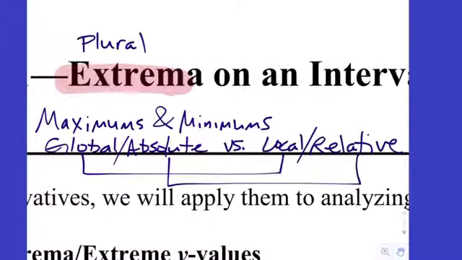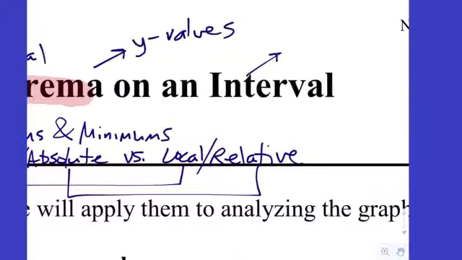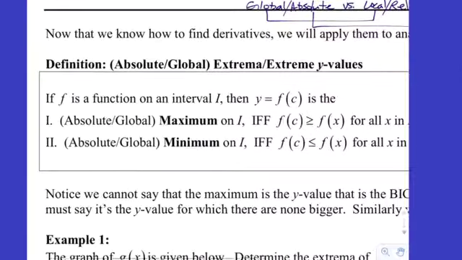And when we talk about extreme values, we're talking about y values. So extreme y values on what type of interval? X intervals, yeah. So we look from left to right on the x-axis, and we look to see where we have extreme maximum or minimum y values. All right, so let's go ahead and define what an absolute or a global minimum or maximum is.